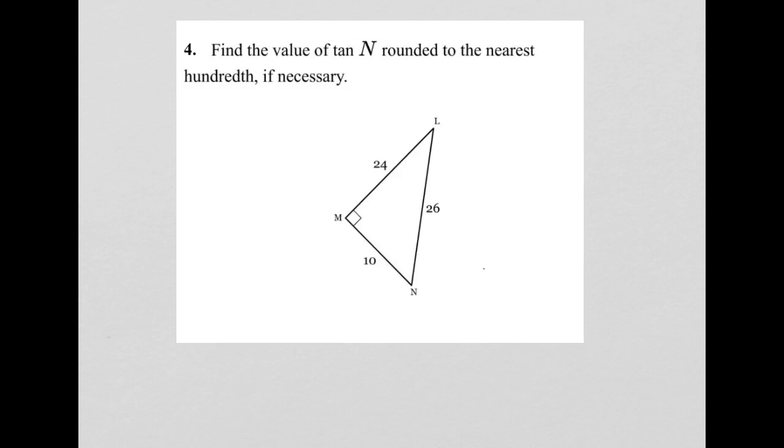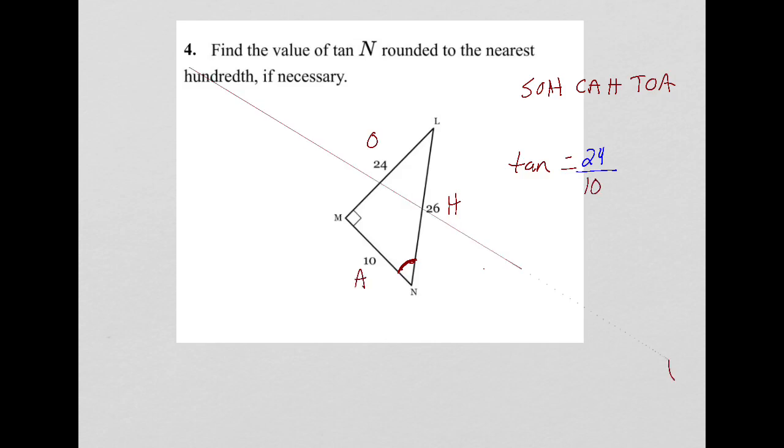So this says the tangent of N. N is here. Remember, with SOHCAHTOA, tangent means opposite over adjacent. So what is opposite of N? Well, it's 24 over, and what is the adjacent to N? Well, the adjacent to N is 10 because this is the hypotenuse. Adjacent means next to. So we have 24 over 10 as my ratio.